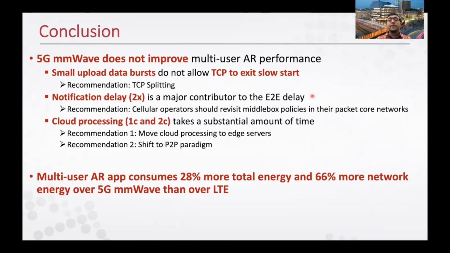The second problem is that apart from the communication latency, there are other delays that are independent of the network technology. They are also the major contributors to the end-to-end delay. The first is the notification delay, and the second is the cloud processing delay. To reduce the notification delay, cellular operators should revisit middle box policies in their packet core networks. To reduce the cloud processing delay, we provide two recommendations.